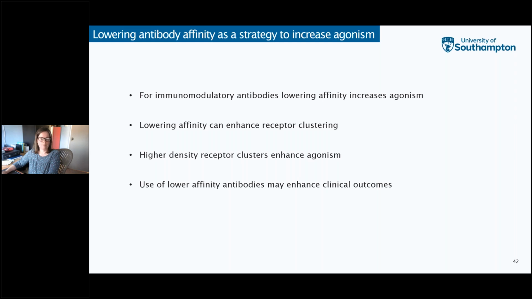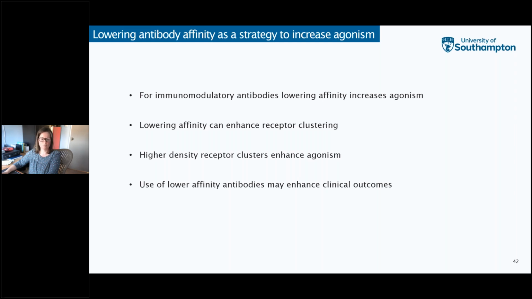So far, clinical responses for cancer treatment using agonist antibodies that target members of the tumour necrosis factor receptor family have been disappointing. And although multiple contributing factors might be involved, many of these approaches use high affinity antibodies.